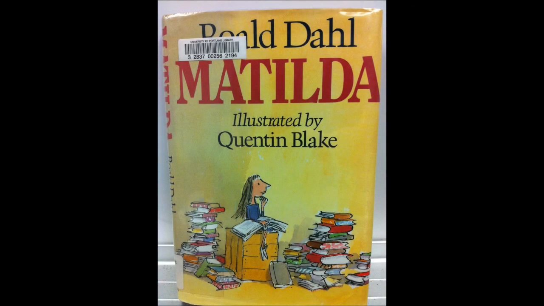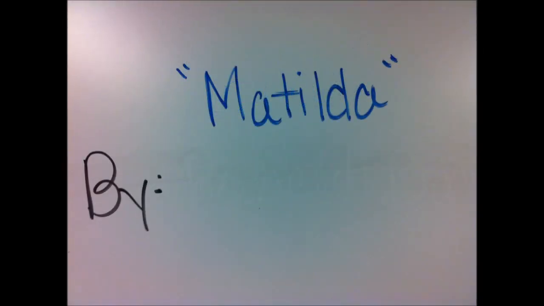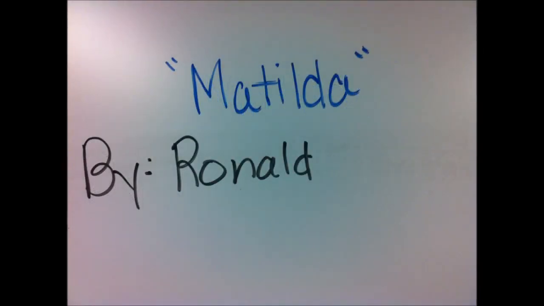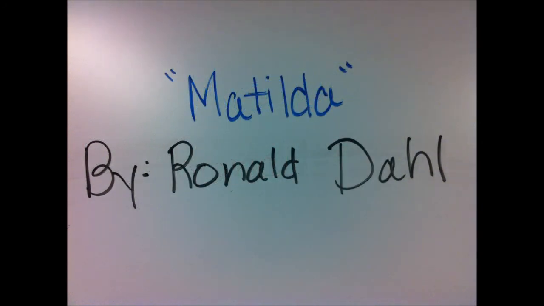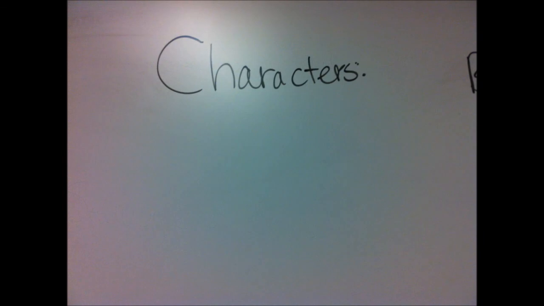Alright class, now that you've read the first chapter of Matilda in groups, I'd like for you to focus your attention on the whiteboard as you begin to make an illustration of the characters, settings, and main events. Let's first discuss characters. So characters are basically who or what the plot is about.